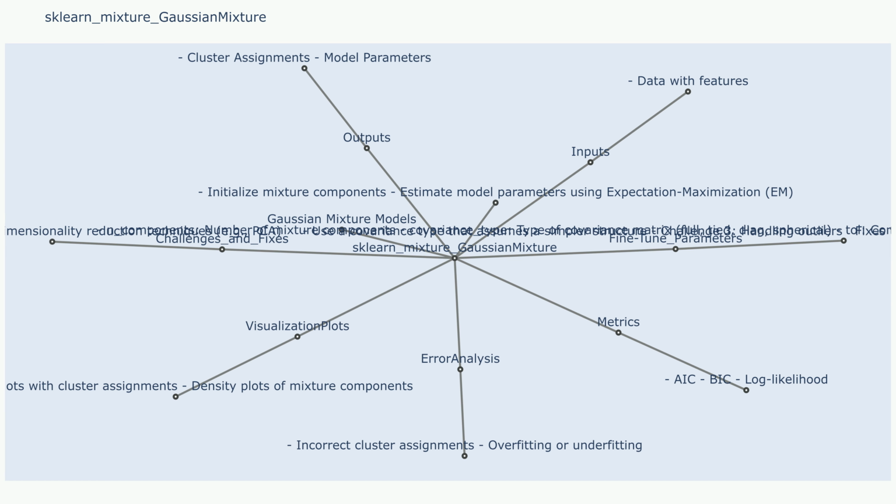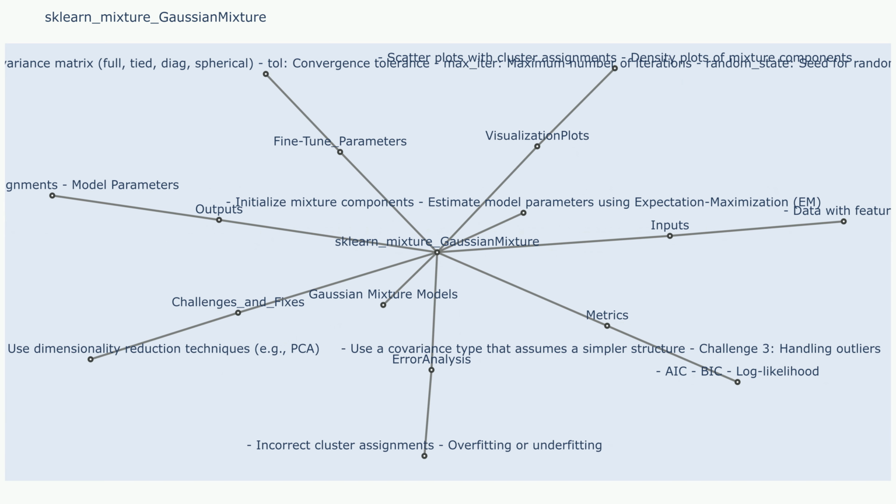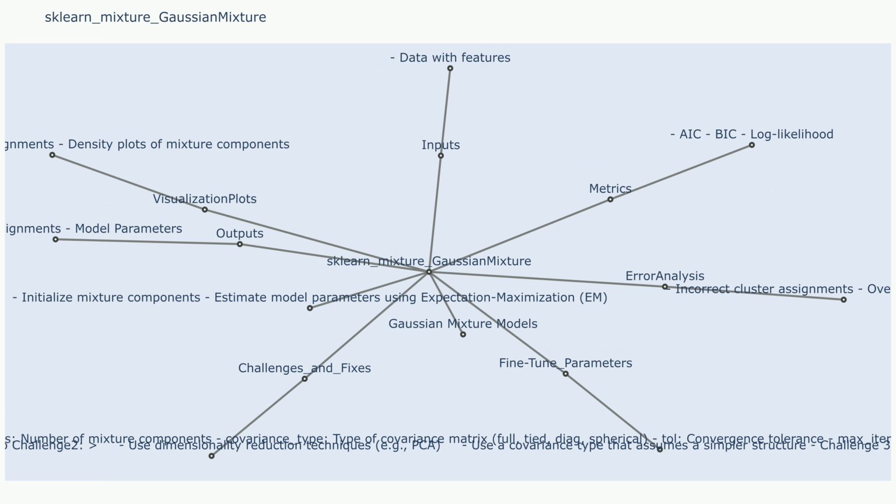Inputs. X, a 2D array of data points, where each row represents a data point and each column represents a feature. n_components, the number of Gaussian components in the mixture model. This value is specified by the user based on prior knowledge or by trying different values to find the optimal number of components.